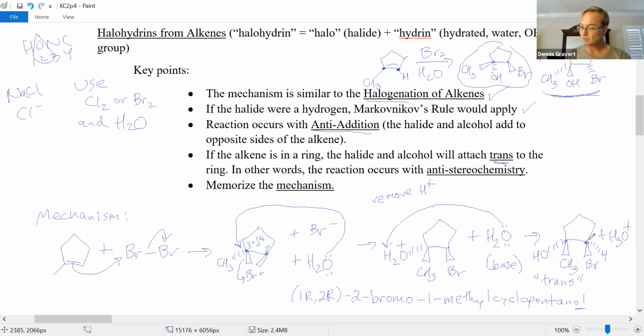We're done with halohydrins. Let me just check my notes. Still anti-addition, right? Did I say that? I hope I did. Right here, the water attacked the side opposite the halide, the ring. That is where anti-addition takes place. That results in the alcohol and the halide being trans to each other on the ring. Nice. One done, two more to go.